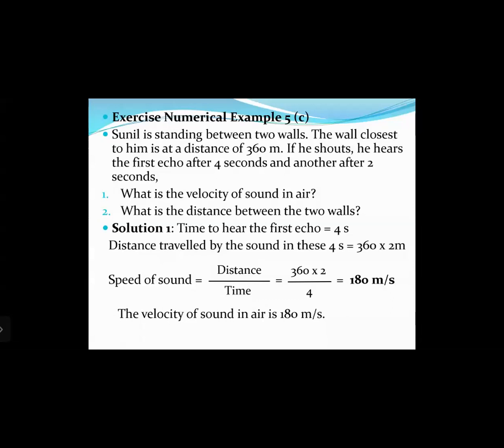So distance is equal to 360 multiplied by 2 divided by 4. Right? So we get the speed of sound as 180 meters per second. Okay, so we have got the velocity of sound in air as 180 meters per second, which is the answer for the first question.